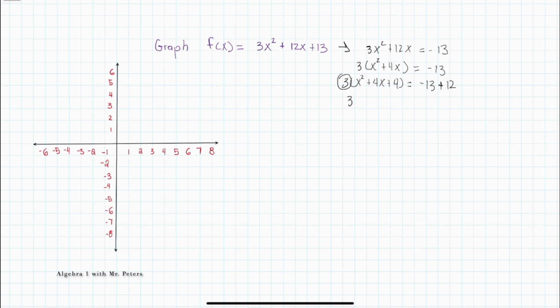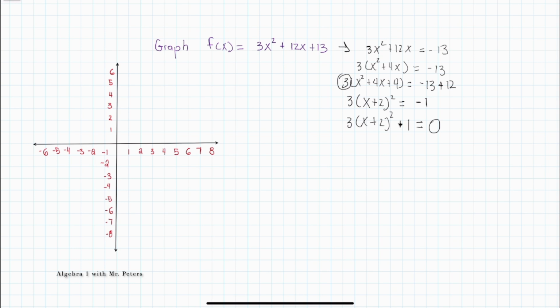The left side, 3 stays the same. We break the trinomial down to its binomial, which is x plus 2 squared, and this is equal to negative 1. Now we bring the 1 over and set this equal to 0. And now we are able to graph this because it is in vertex form. This should be a positive 1.